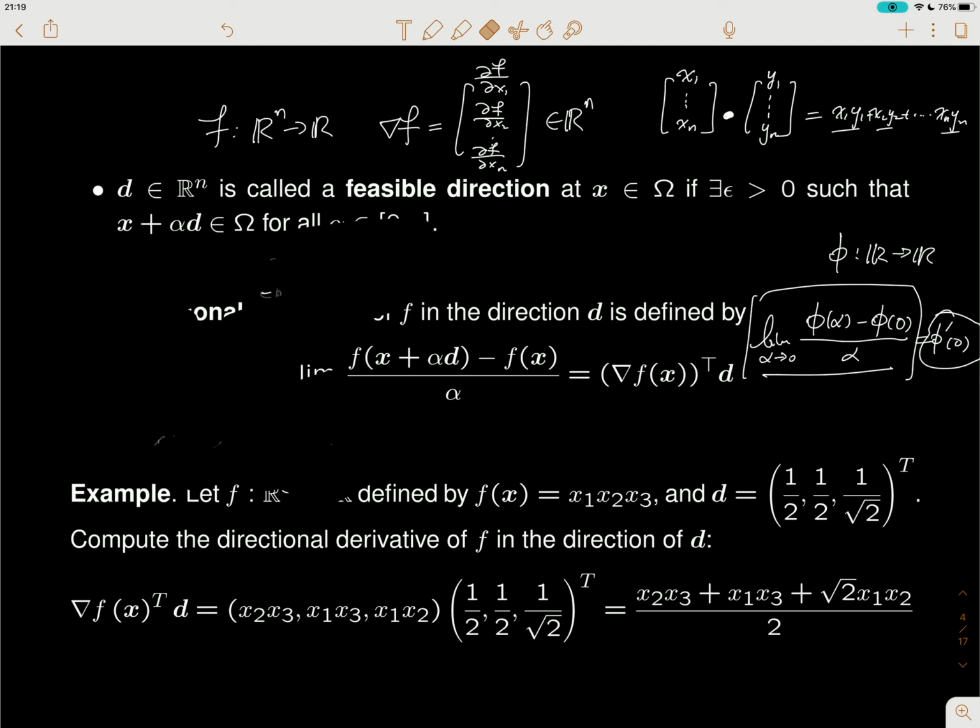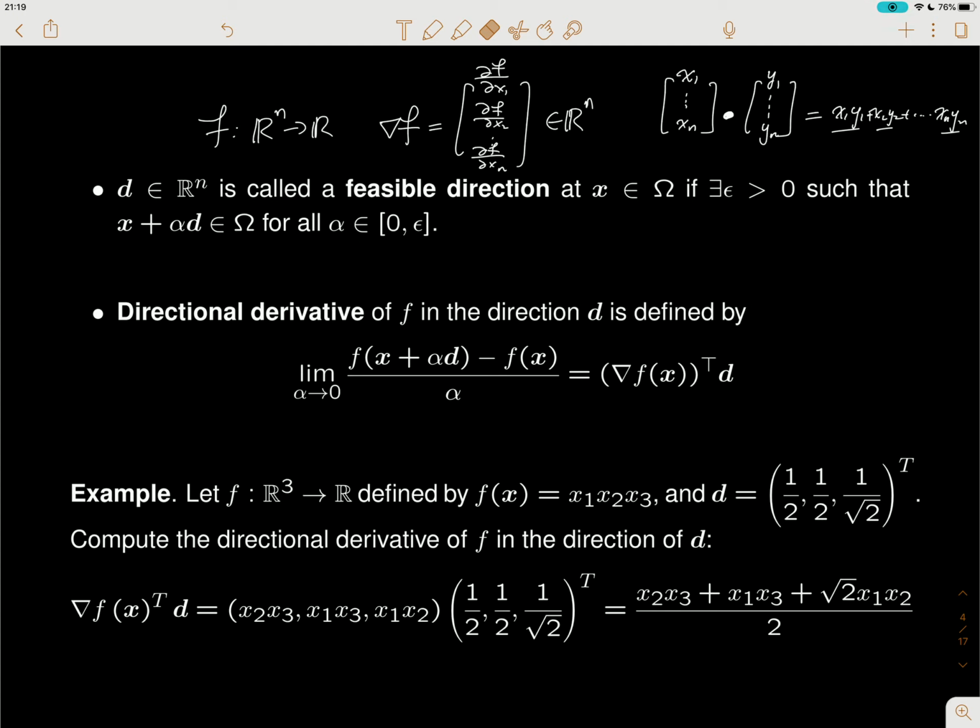to compute the directional derivative, what you need to do is take the gradient of f and evaluate at x, and you get the vector here, and then you have this d as your direction. So if I start from this x and go along the direction d, then the directional derivative of f at x with the direction d will be just the inner product of the gradient of f at x and the direction d.